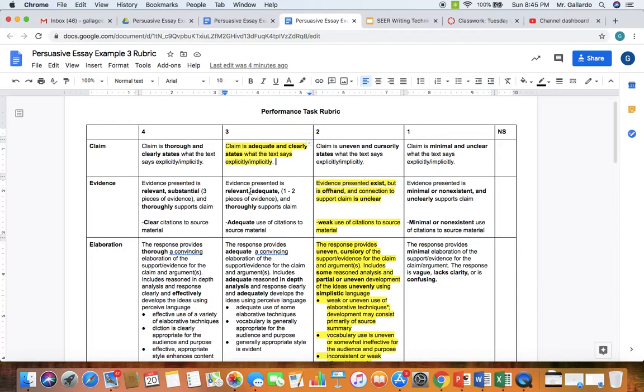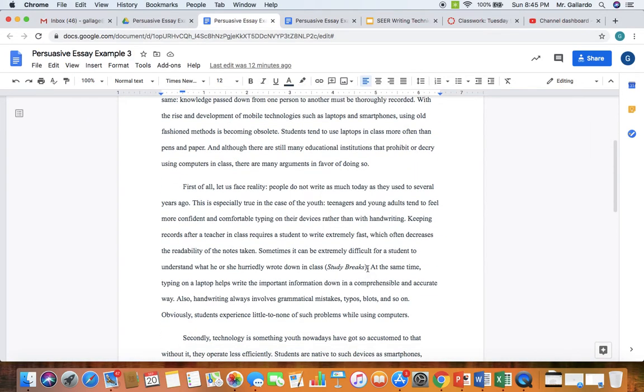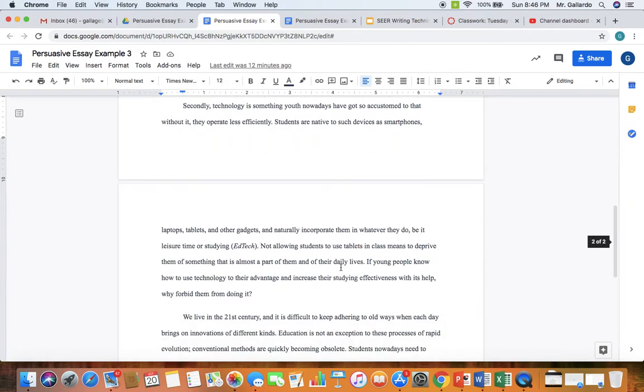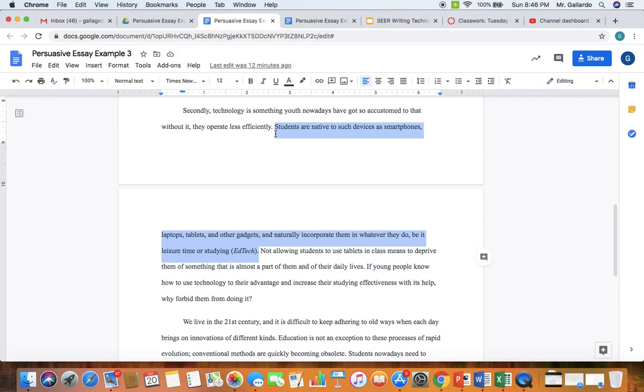And that is the reason why the evidence is a 2. It does not really support much of the argument. So if we look back here, this part where it has the parentheses, this is the evidence. So study breaks, that's where they found this information. So that is their evidence, and the other one is this one right here. So that's their second one.